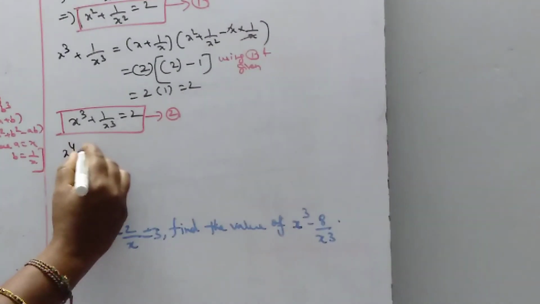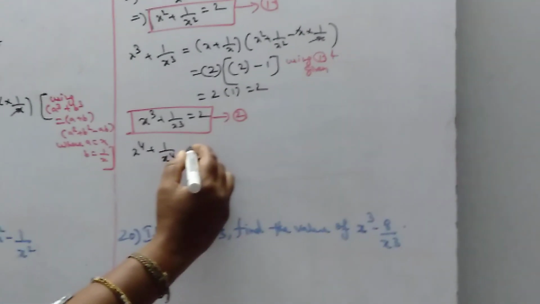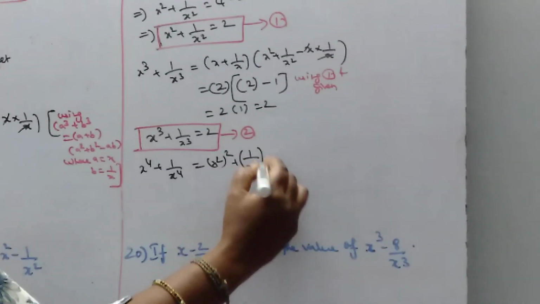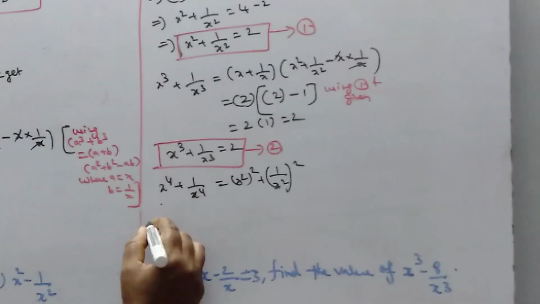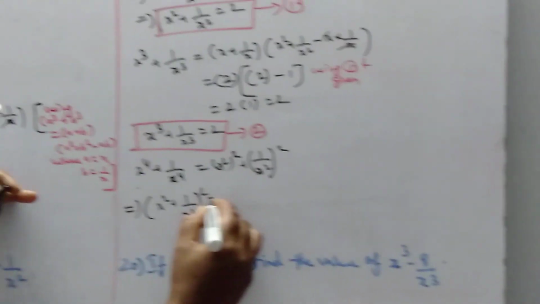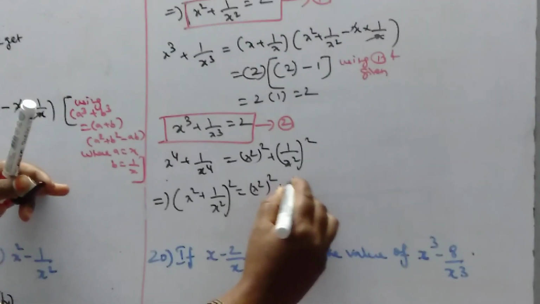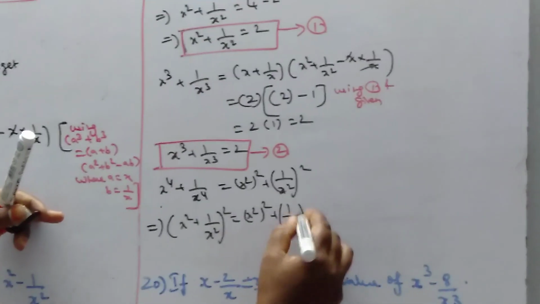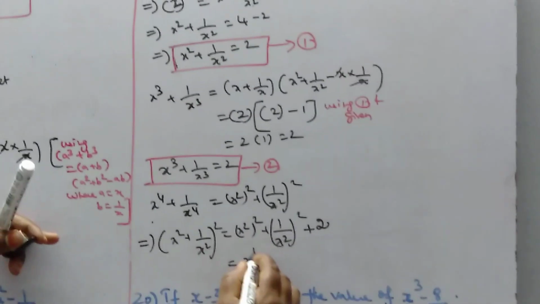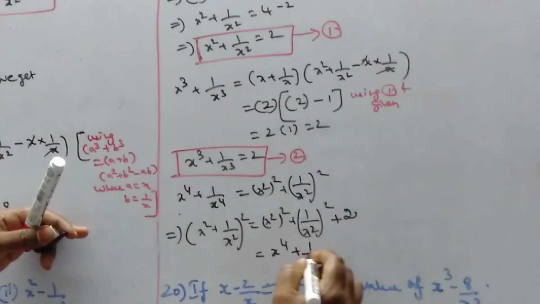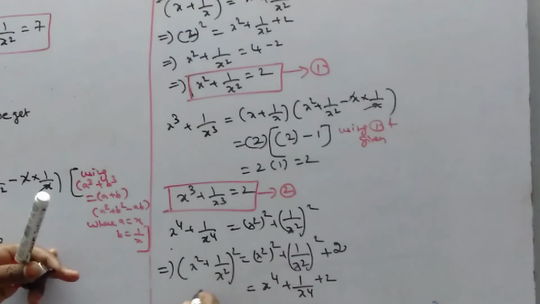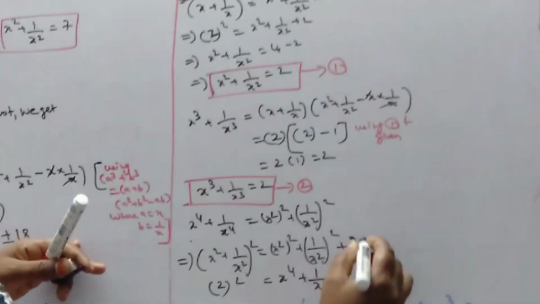Then third one, that is x power 4 plus 1 by x power 4. So which is equal to x square the whole square plus 1 by x square the whole square. So which implies a plus b the whole square equals a square plus b square plus 2. So which is what? X power 4 plus 1 by x power 4 plus 2, x square plus 1 by x square, which is what? 2 square. Then here plus 2.